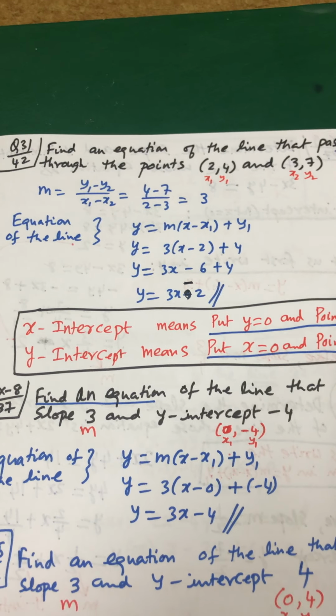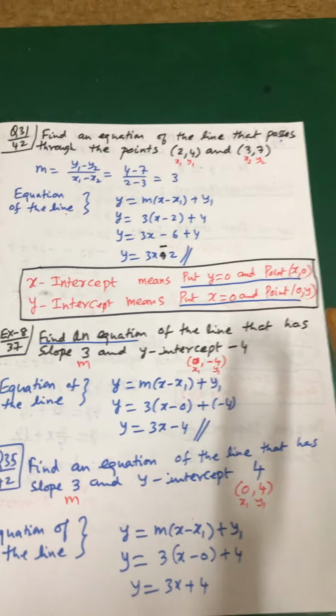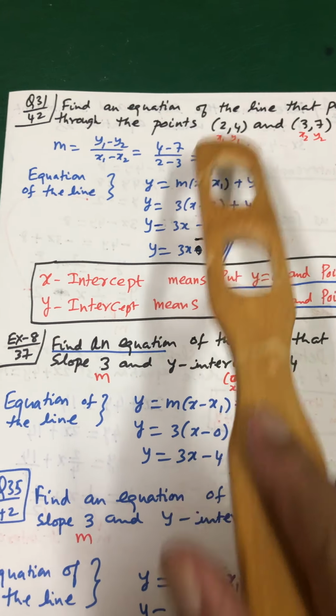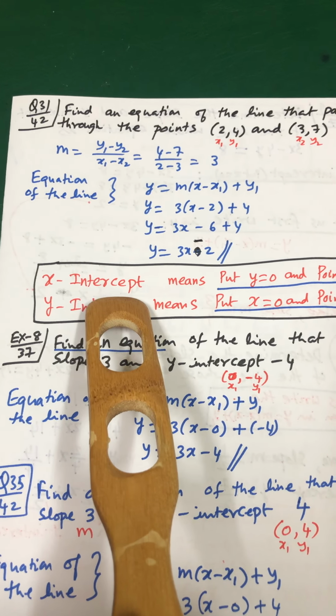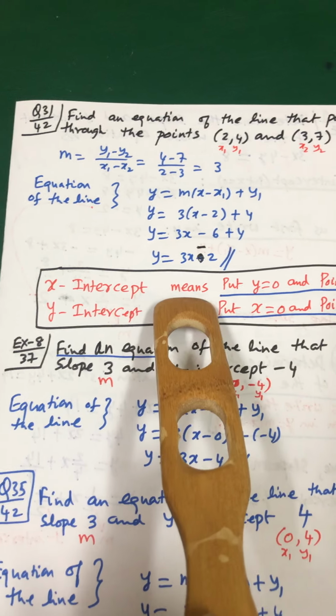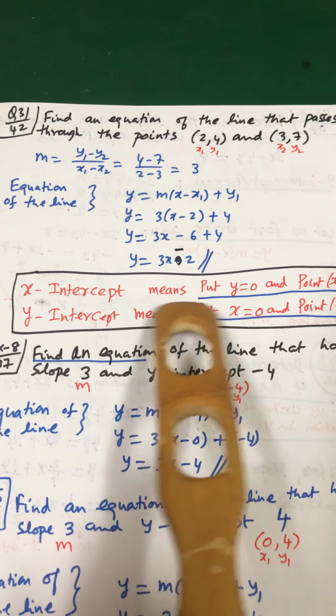This is the equation of the line. Now we will have another concept. Instead of giving this point x1, y1, I will simply say x-intercept. X-intercept means put y equal to 0.